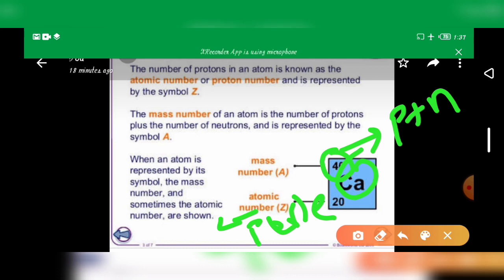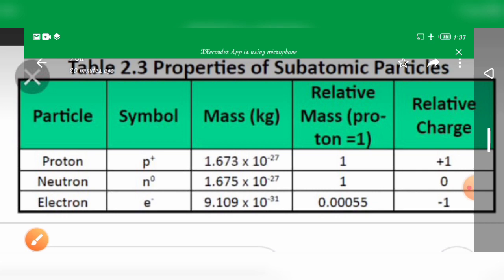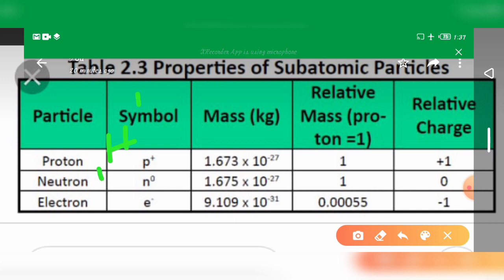Mass number: the mass number of an atom is defined as the number of protons and the number of neutrons. Okay, next we go here. See here, I have given proton, neutron and electron again. In your book, the proton is symbolized as H11. I have written it here as P plus, because in every place we use the symbol P plus. So I have written it here.